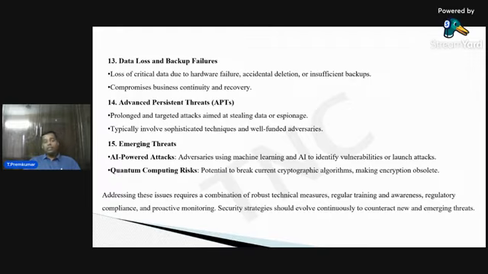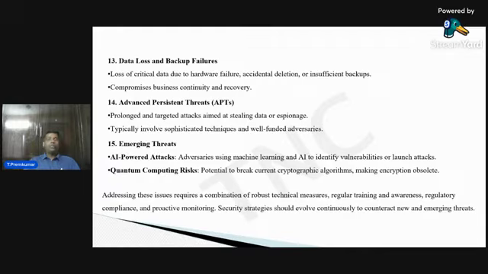And the last ones we have, in the case of security issues in data science, are AI-powered attacks, which use machine learning and AI to identify vulnerabilities or launch attacks. Then quantum computing risk: it has the potential to break current cryptographic algorithms, making the encryption obsolete.